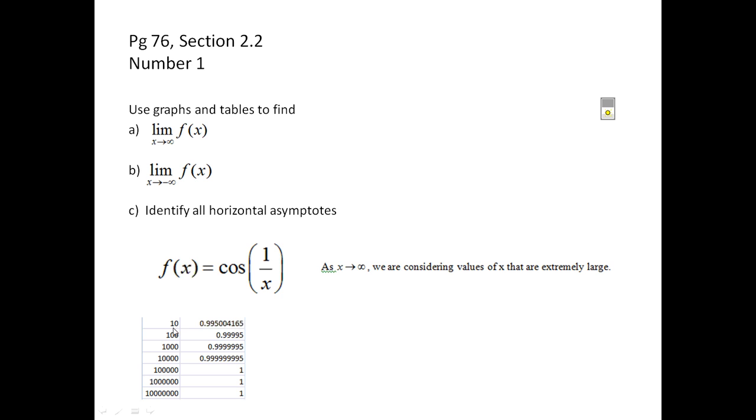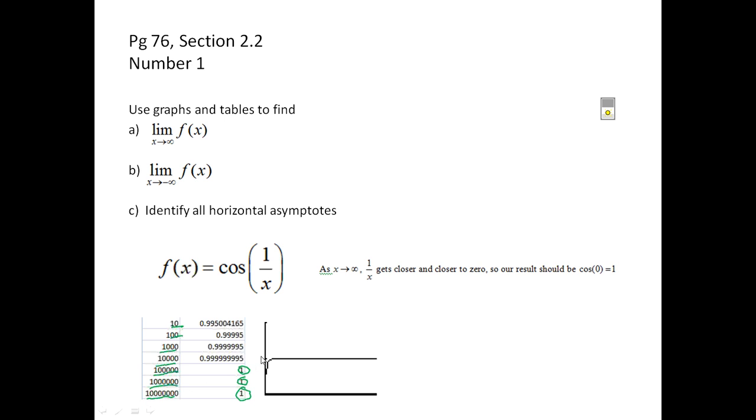So plugging in 10, the output was 0.995. Plug in 100, 1,000, 10,000, and keep putting in larger and larger values. And notice that what happens is we're getting to the point where the answer is always 1. What's really happening is it's 0.99999 with more nines than the computer could handle, so it rounds up to 1. So as x is getting very, very large, the value of the function is approaching 1.